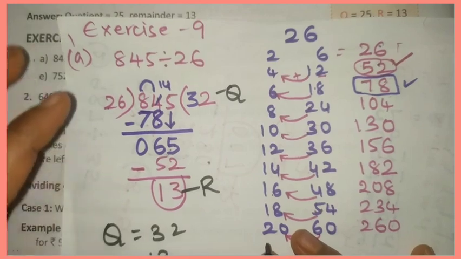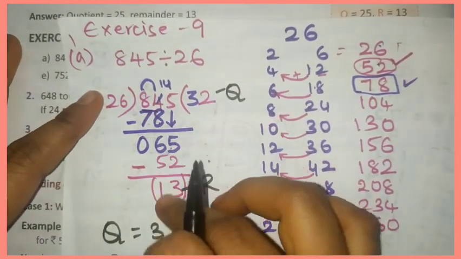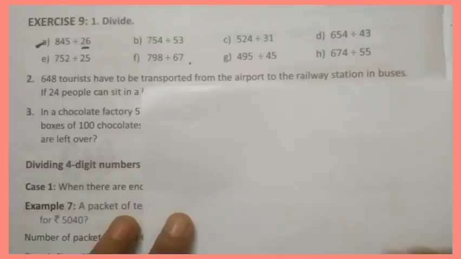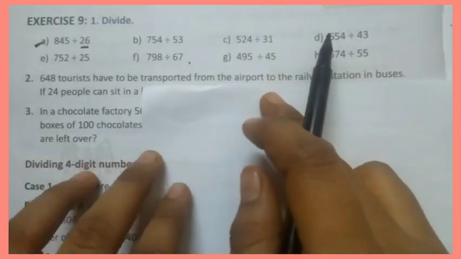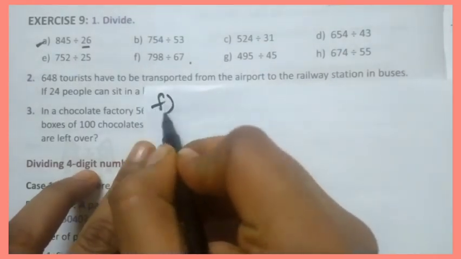Okay. Like this, you have to write the table and do the division. In this bit, I will explain one more for you, that is F1.